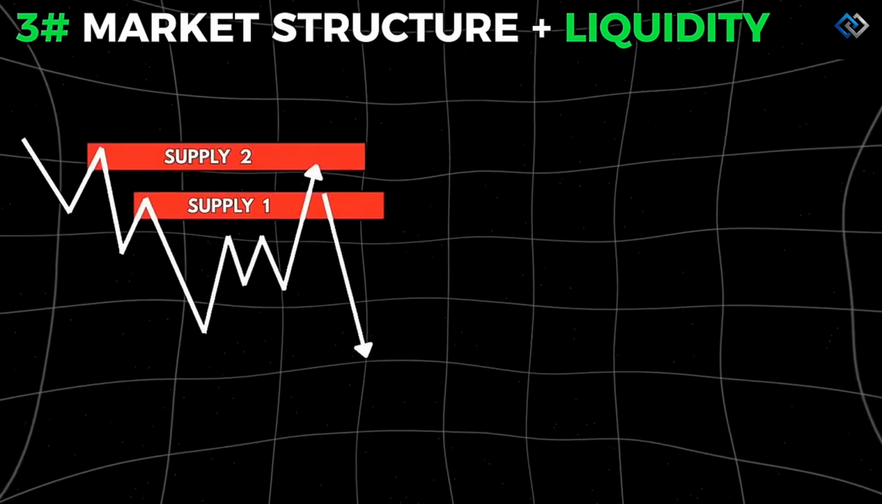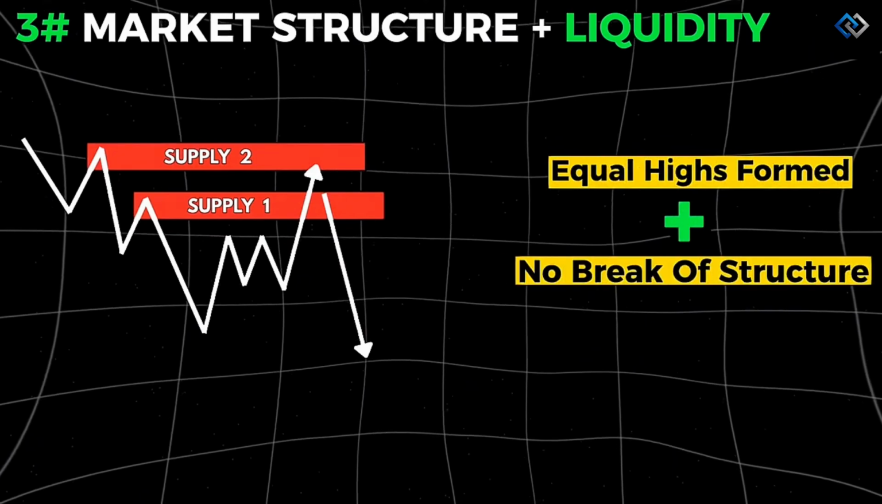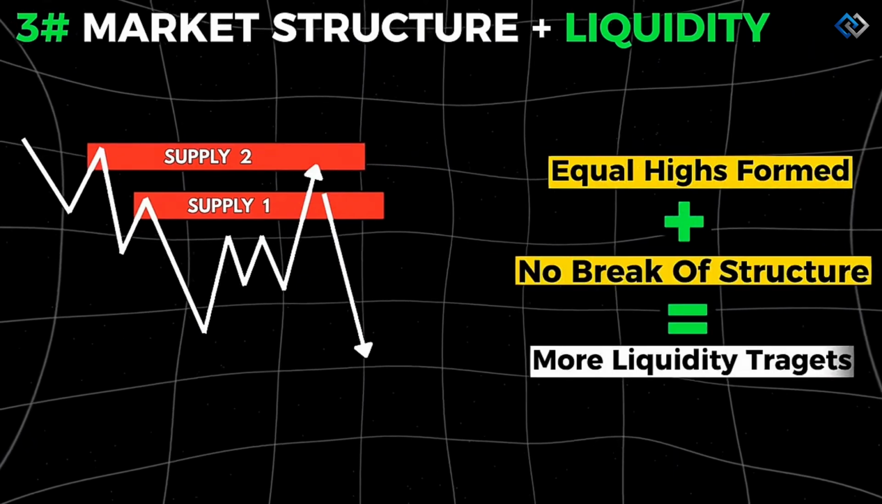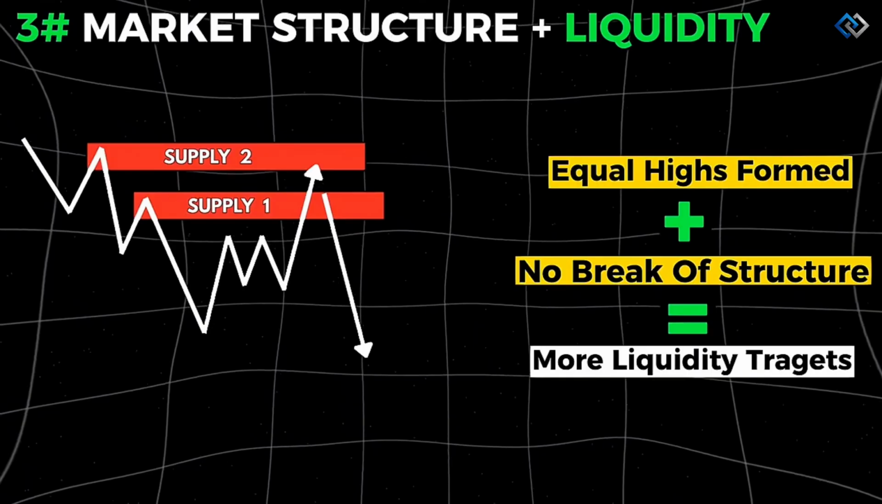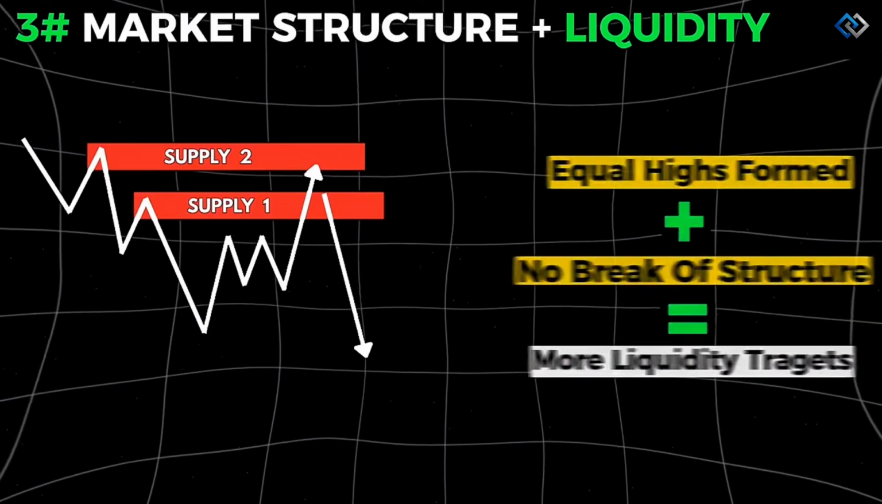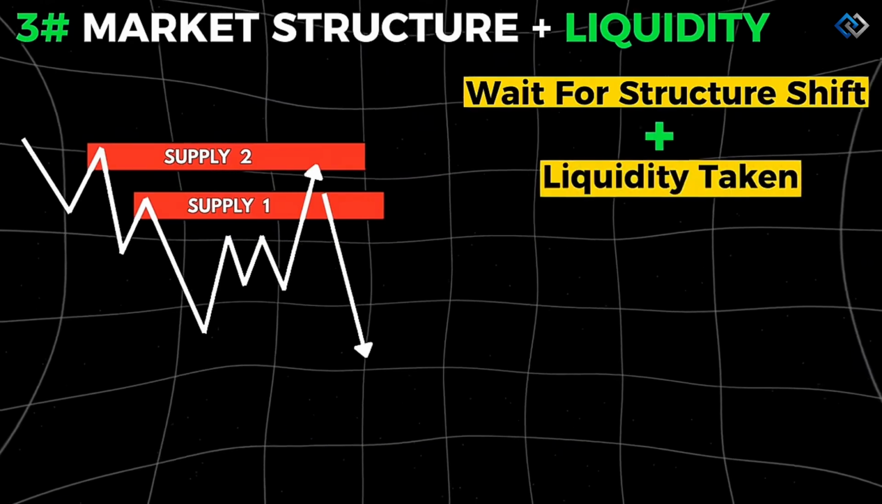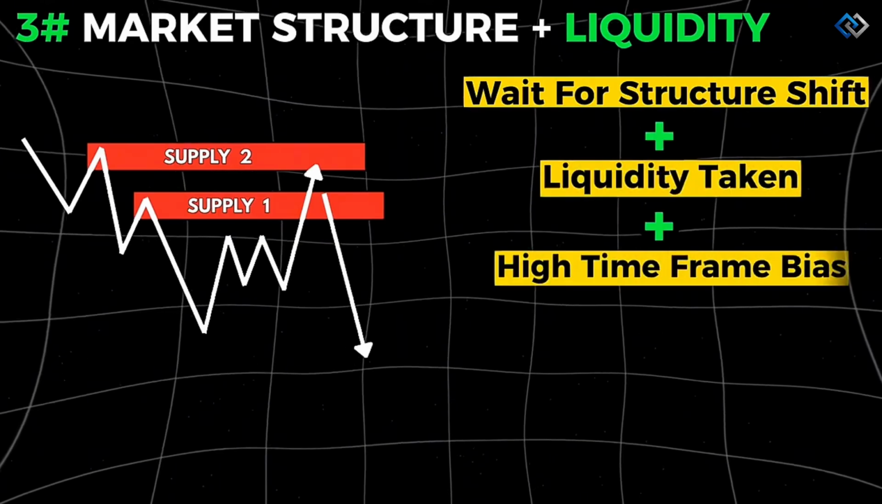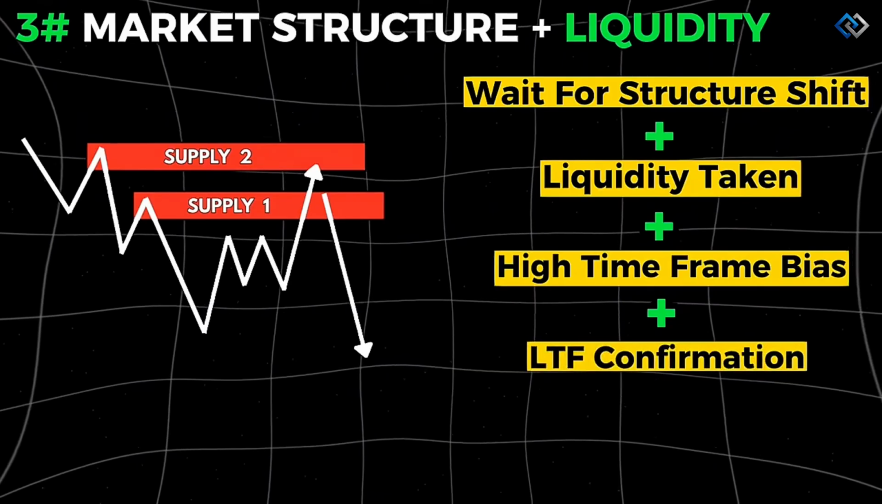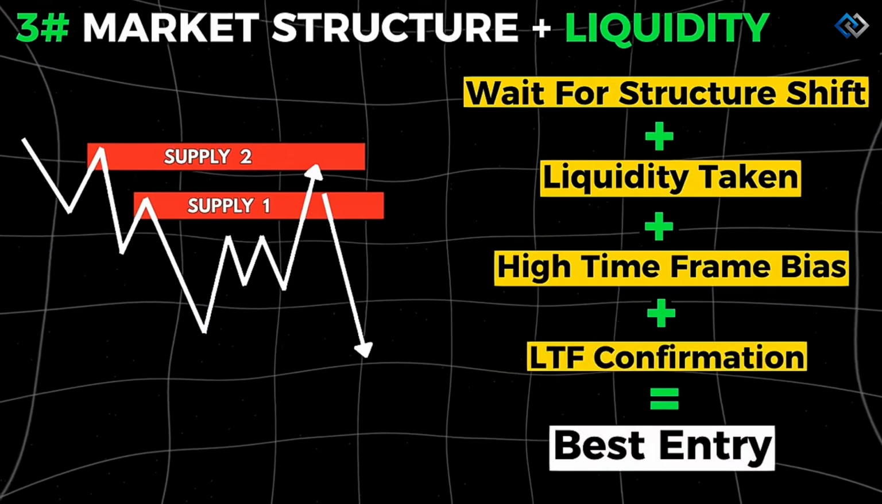In contrast, when we see equal highs forming but no break of structure, what we're really seeing is a liquidity magnet, a level the market is likely to reach before turning. That's why waiting for that structural shift is so important. Once liquidity above the highs has been cleared and the trend shows a clear change in direction, the pullback offers the safest and most logical entry.